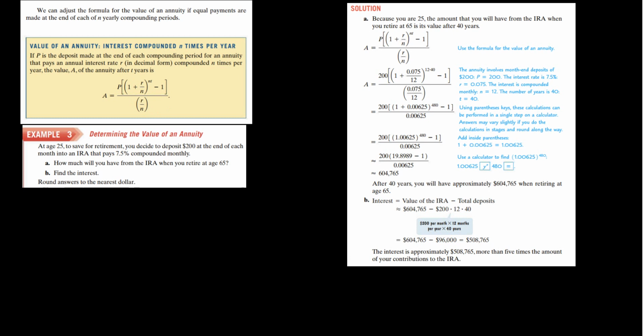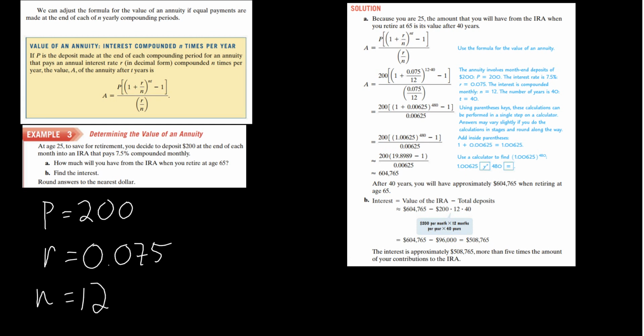So here we go. At age 25, to save for retirement, you decide to deposit $200. Okay, so 200 is going to be our P here. At the end of each month into an IRA that pays 7.5% compounded monthly. So that's two things told to us there. Well, one of them is that the rate is 7.5%, so 0.075, and then we're compounding monthly. Well, how many months are there in a year? Well, there are 12 months in a year, and that's three. So we need one more, and that's probably going to come in the form of A. And there it is.